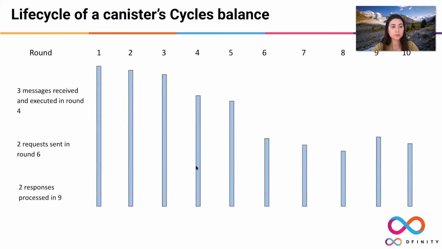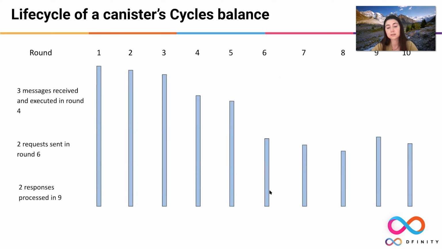In the 4th round, we receive 3 messages and we execute them. The decrease in balance is way bigger compared to the other rounds, because besides the resource allocation fees, we also pay for the execution of the messages. Then for round 5, nothing is happening apart from paying for resources.